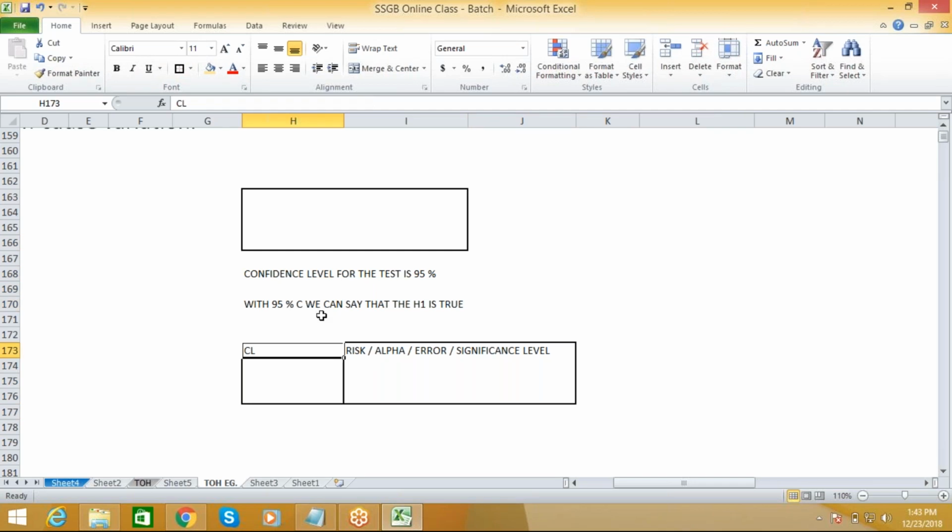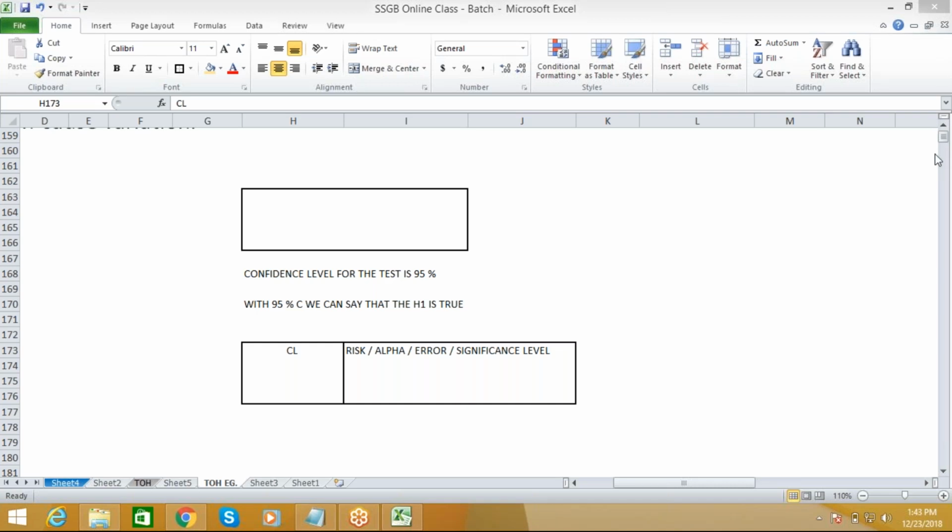So if we say the confidence level is 95, it means that with 95% confidence we can say that the alternate is true, but still we are taking a risk of 5%.